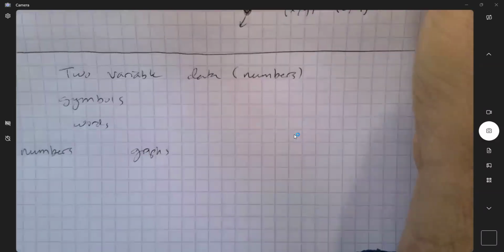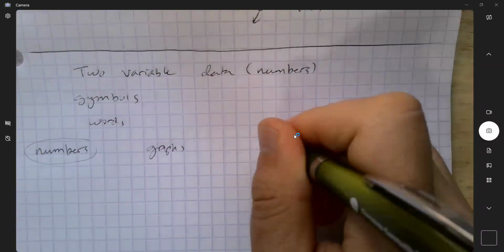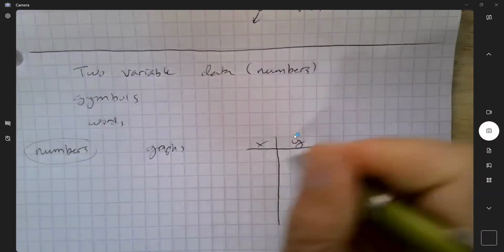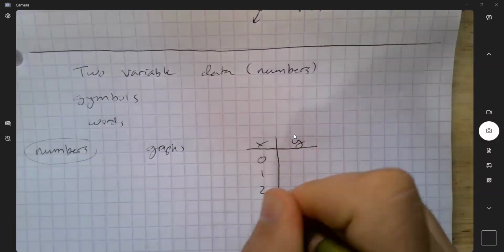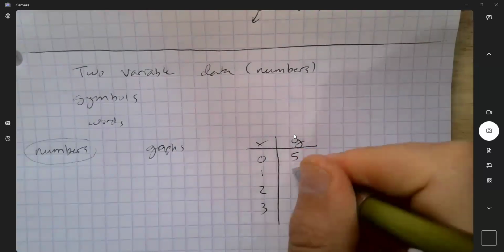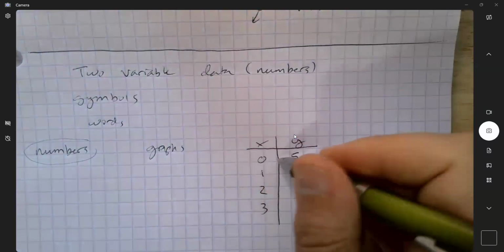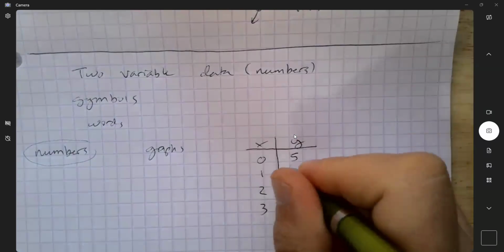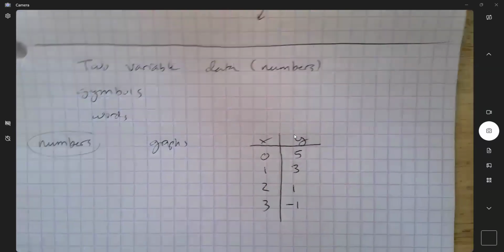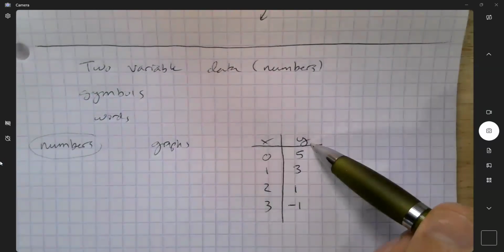Okay. So for two variable data, we're going to start over here with numbers, and we might see our numbers arranged in a table. Where when x is 0, y is 5, when x is, this is not the same example, by the way. When x is 0, y is 5, when x is 1, y is 3. All right, and we have our data laid out, and that's what we're starting with.